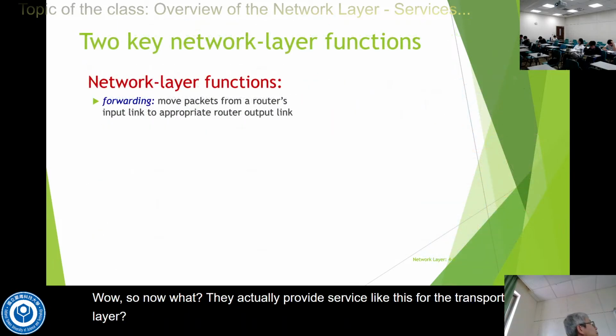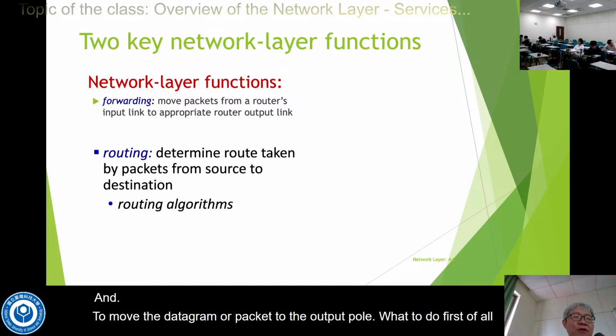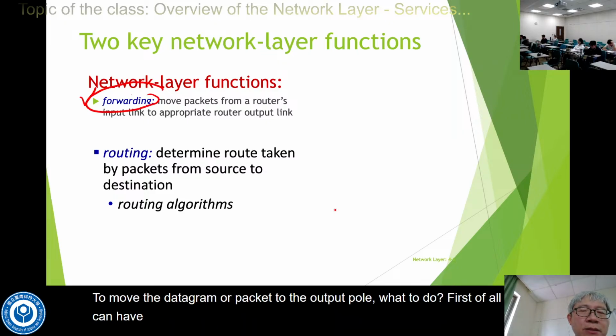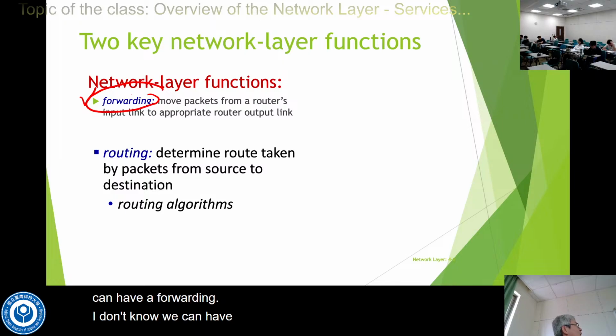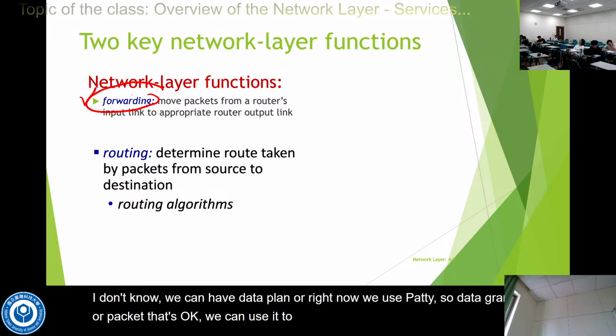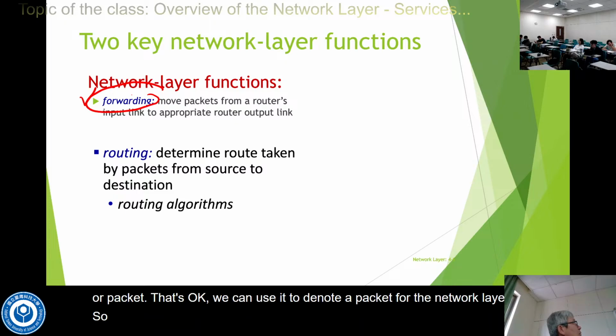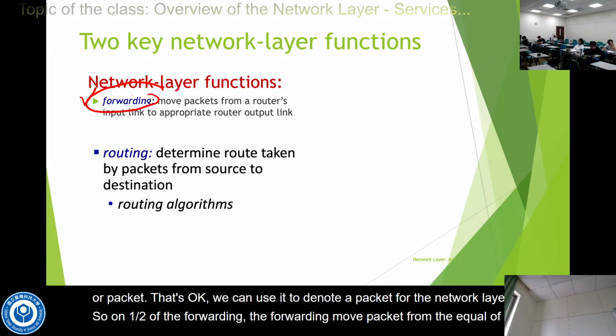To move the datagram or packet to the output port, what to do? First of all, we have forwarding. We can use datagram or packet, that's okay, to denote a packet for the network layer. So we have forwarding. Forwarding moves a packet from the input of the router to the appropriate output port.